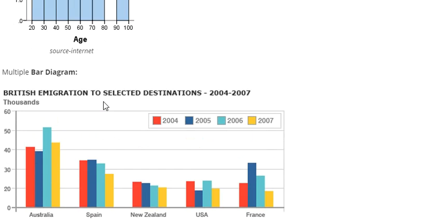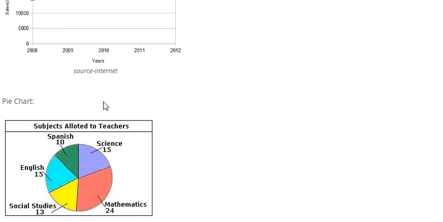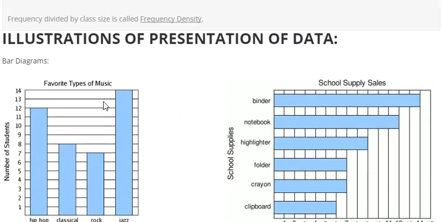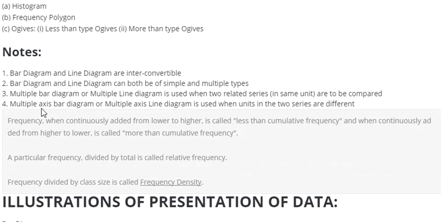Multiple bar diagram is possible when the units are the same. If units are different, you will need a multiple axis bar diagram and the axes will be different. Multiple bar diagram or multiple line diagram is used when two related series in the same unit are to be compared. And multiple axis bar diagram or multiple axis line diagram is used when the units in the two series are different.